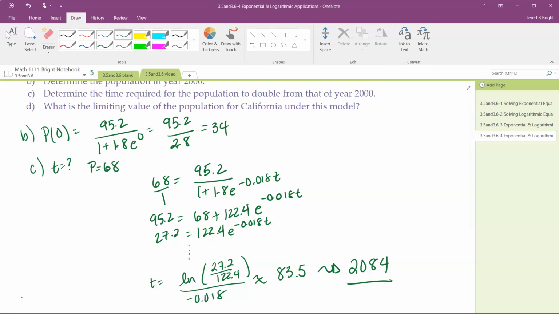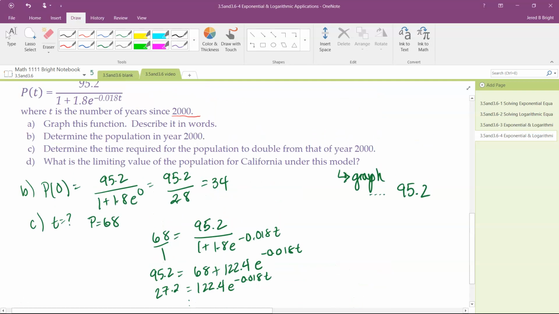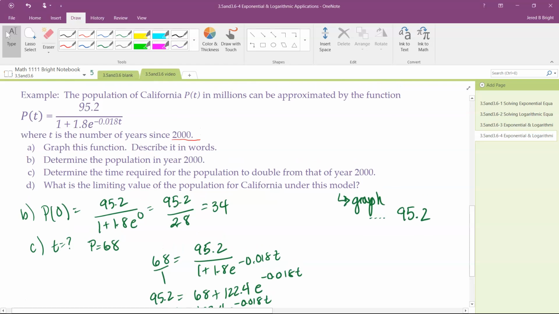What is the limiting value under this model? Well, that is where that graph would be handy, but I will tell you that it ends up being 95.2. Notice anything about that and where I got that from the equation?